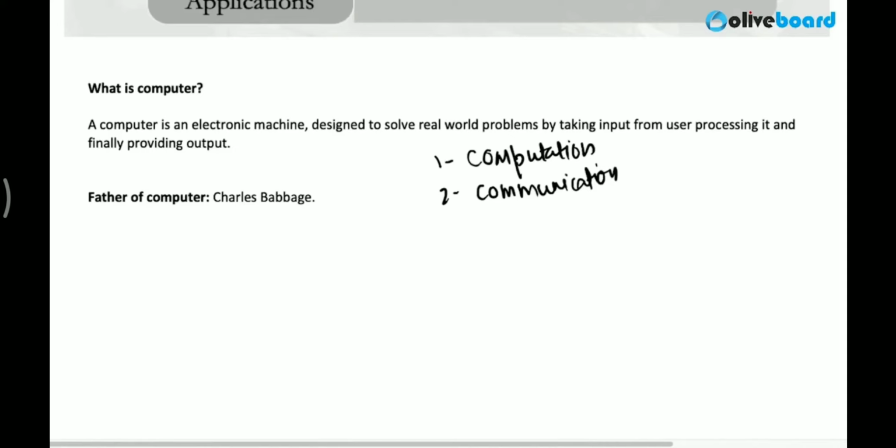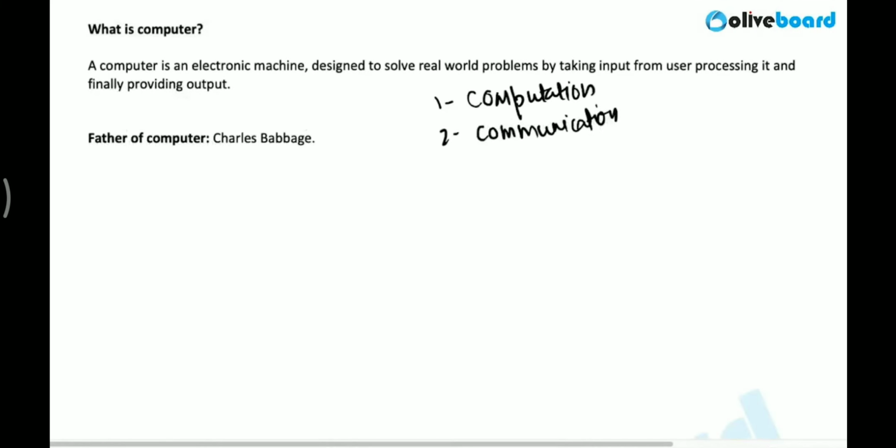Right? So the next question to answer here is, who is the father of computer? Mr. Charles Babbage has been considered the father of computer because he made two important inventions, and these two important inventions are, first is called the difference engine. Okay, the first important machine is called the difference engine, and the second machine is called the analytical engine.